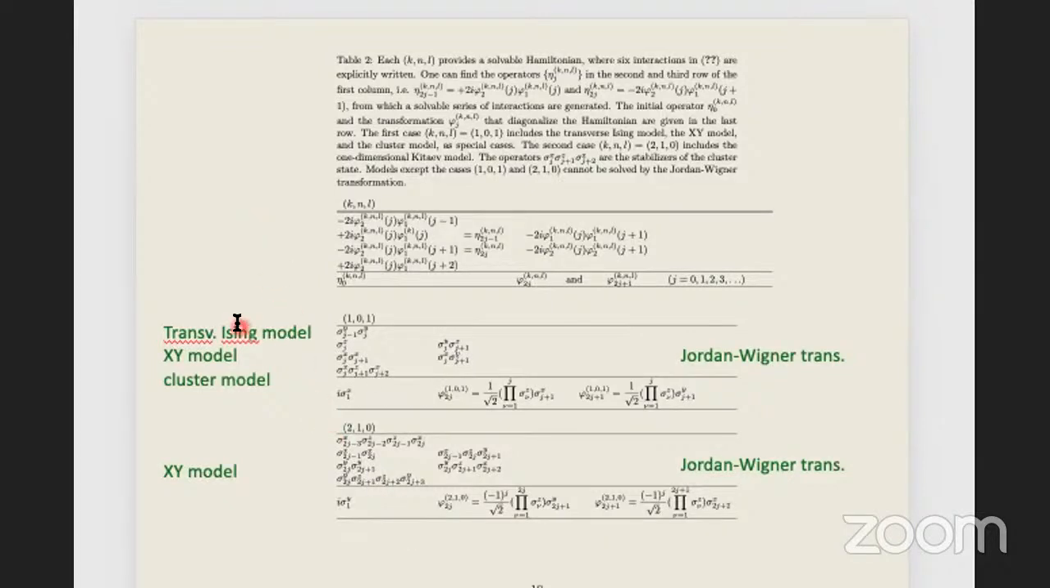Transverse Ising model and XY model and cluster model belong to this case, and they are diagonalized by the Jordan-Wigner transformation. In the first table, we considered j and j plus 1, and they are generalized to j and j plus L. These are solvable interactions, and this is the transformation that diagonalizes them. Next, these interactions are XX and YY, corresponds to j and j plus 1, and these are the generalized interactions. All of them can be solved, and this is the transformation to solve this Hamiltonian.